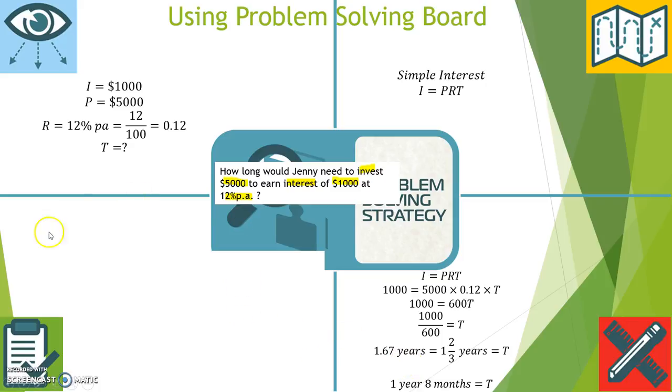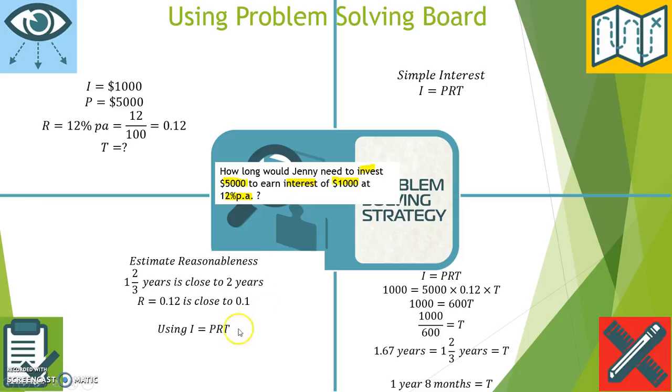So the easiest way over here, this is our check for reasonableness. 1 2/3 years is close to 2 years. It's a little bit shorter than 2 years, but that's good enough for a quick check to see if it's close to the right answer. Our interest rate there, 0.12, is close to 0.1. It's a nice easy number to work with. So using the formula I equals PRT, we're just going to use those estimates of what we found and see if we actually do get the interest of $1,000 up here.